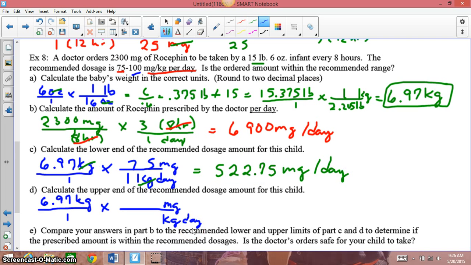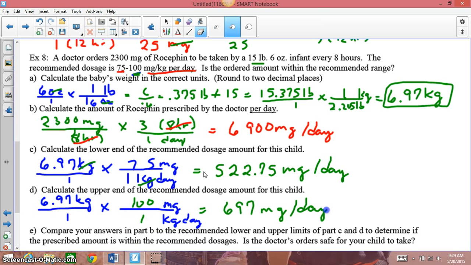Part D, we just want to figure out the upper end for this dosage for this child. So you start off with the child's weight over 1, and then you can see that the upper end is 100 milligrams for every 1 kilogram per day. We multiply straight across here, and you have 697 milligrams per day. You can now see that a safe dosage for this child is between these two amounts, yet the doctor has way overprescribed at 6,900 milligrams per day.